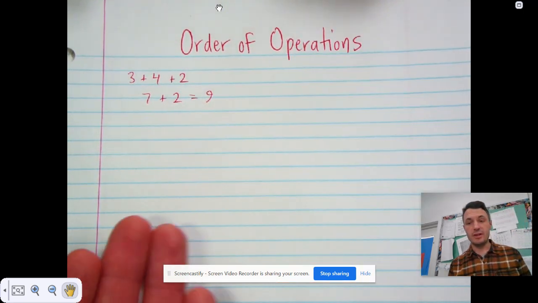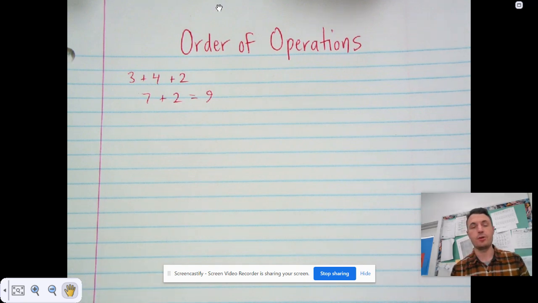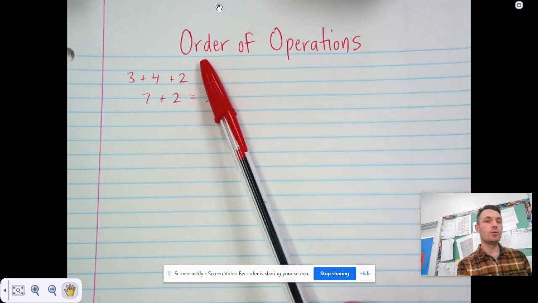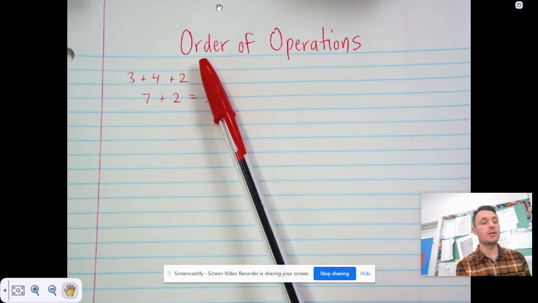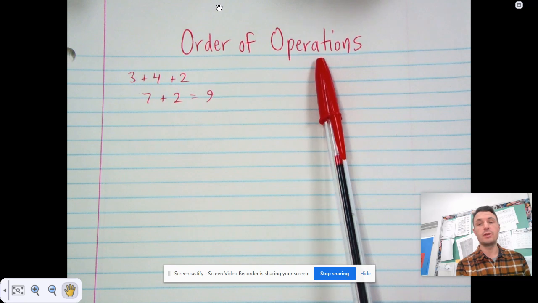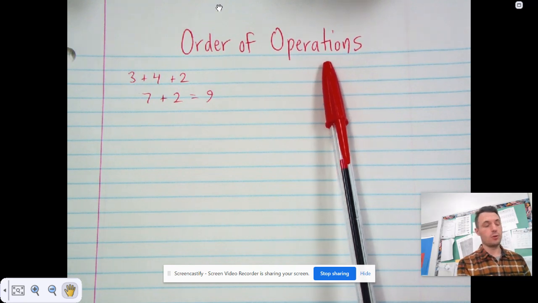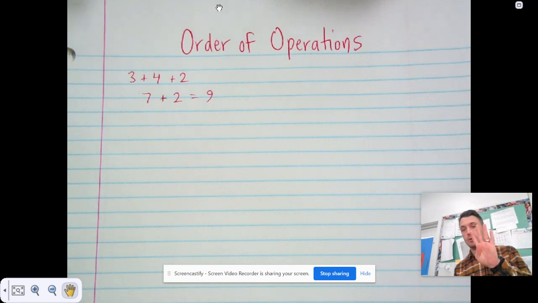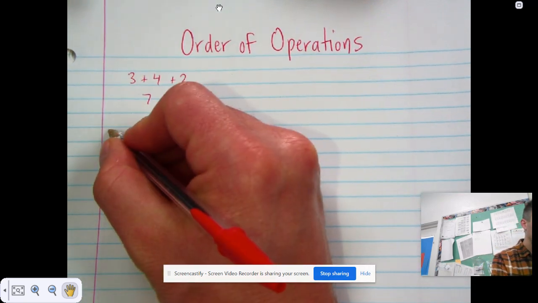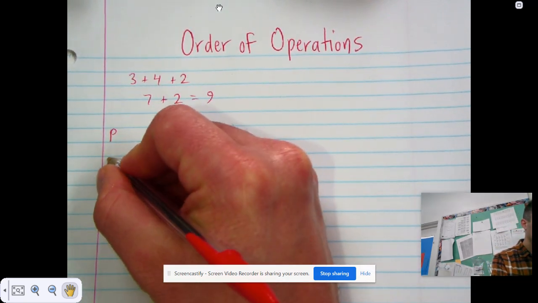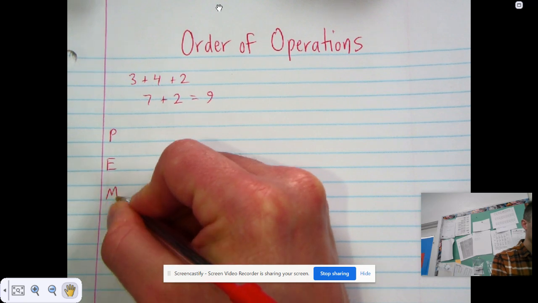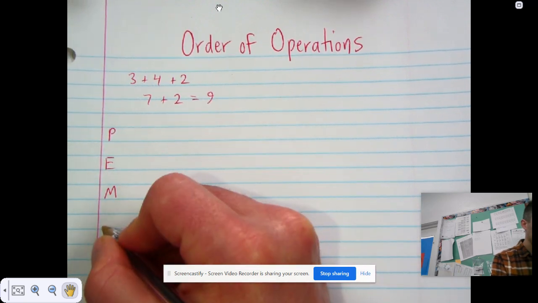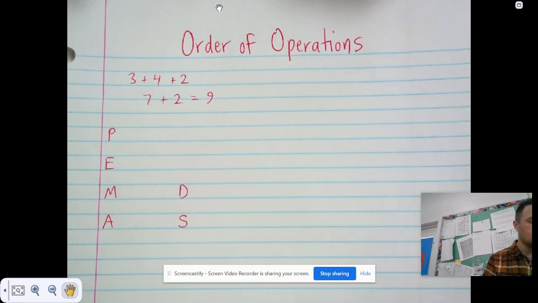Okay, now that's a really simple one, so we don't really need the order of operations for that, but sometimes they get a lot more complicated, and then you need to know what to do first and what to do last. So you need to know the order of which operations you should do first, second, third, fourth, and fifth, and so on. So there's 4 steps we're going to learn to the order of operations, and you can remember those 4 steps with the acronym, please excuse my dear Aunt Sally.